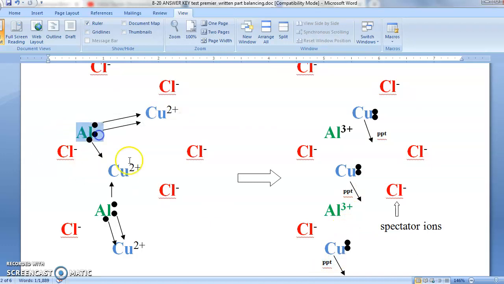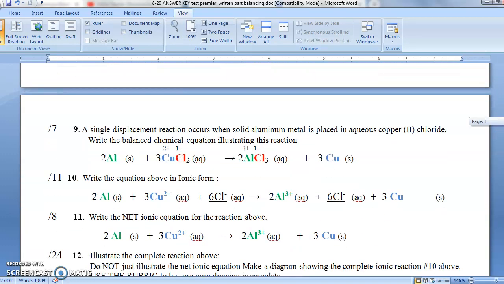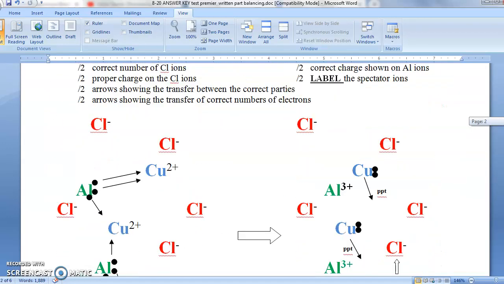This aluminum right here got rid of 3 electrons. It's now 3+. This aluminum right here got rid of 3 electrons. It's now 3+. It has a charge, so water can still hold it in solution. And there's our drawing illustrating what happened in this single displacement reaction, an active metal forcing out a less active metal from solution.